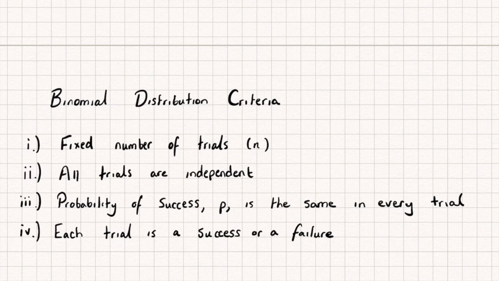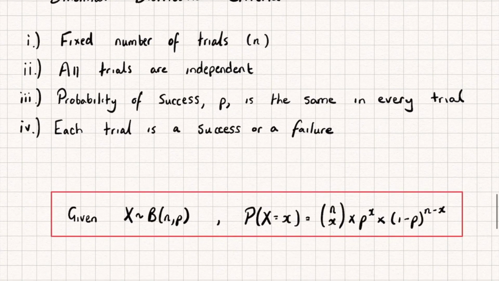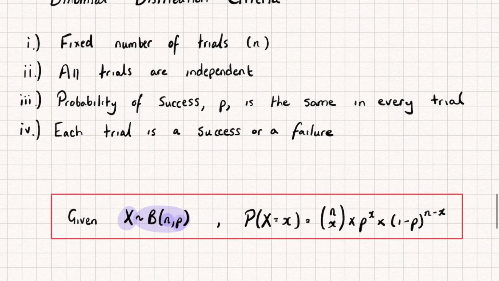So let's now look at a generic formula that we can use. Given our random variable x belongs to a binomial distribution, that's how we would write that, where we're having n trials and the probability of success is p, then the probability our random variable is equal to x, where x is the number of successes, is equal to n choose x multiplied by the probability of success to the power of x multiplied by 1 minus the probability of success to the power of n minus x. And if you look back at the above example, you'll see that's basically what we were doing.